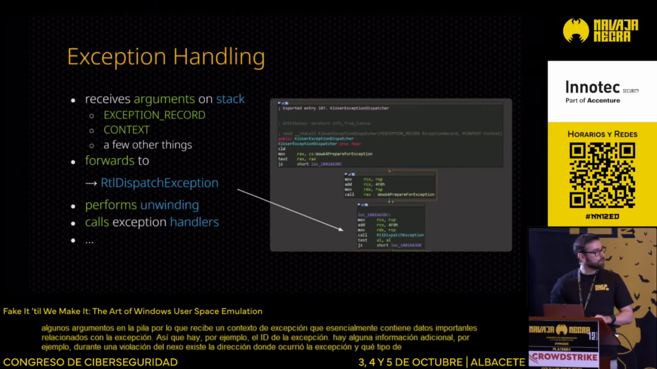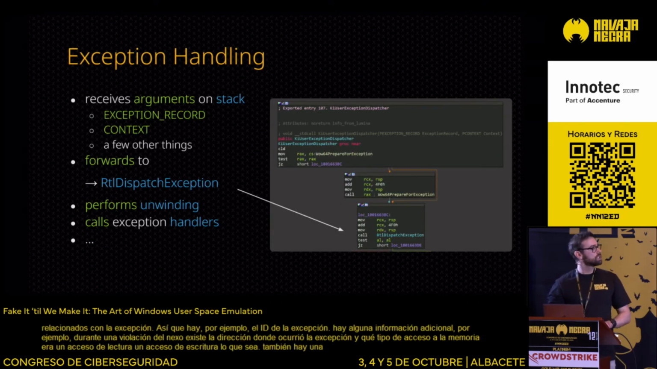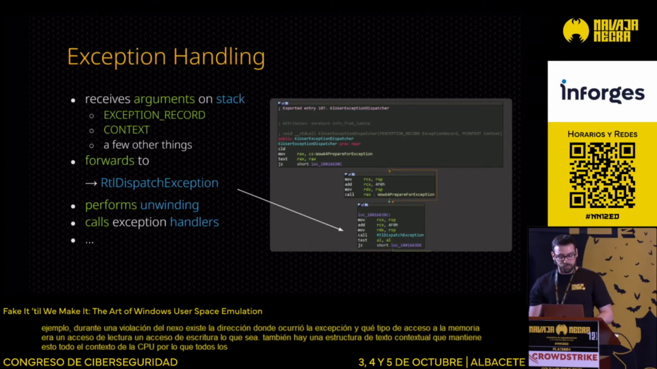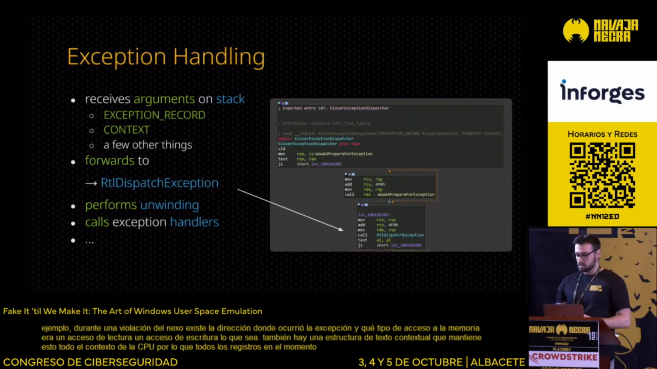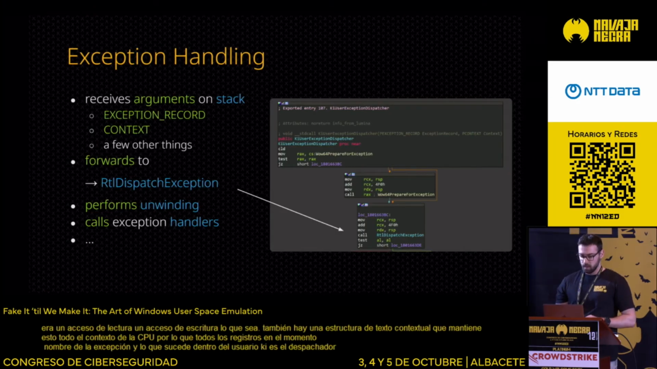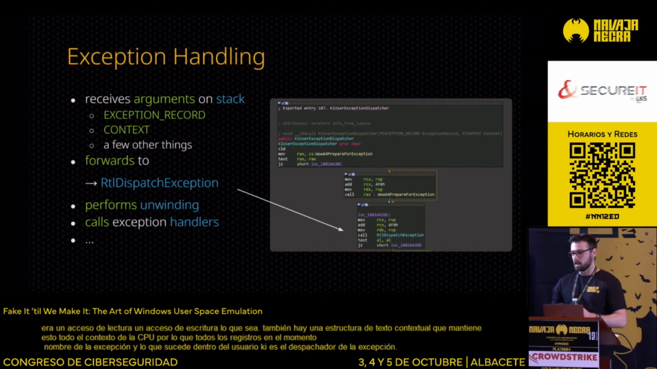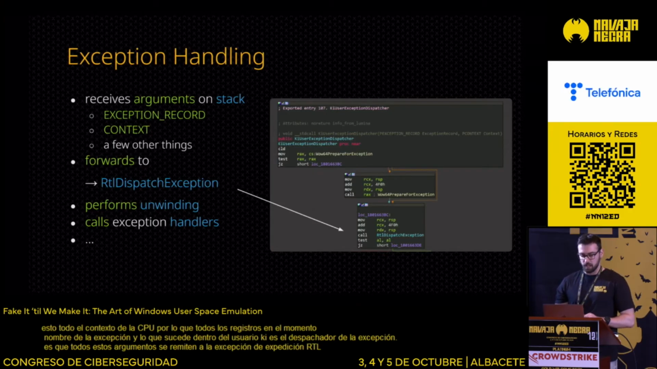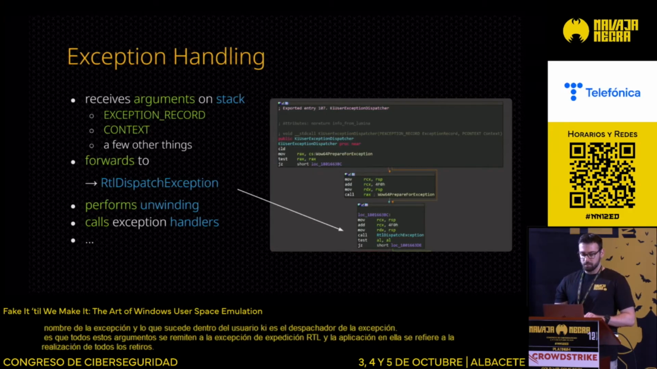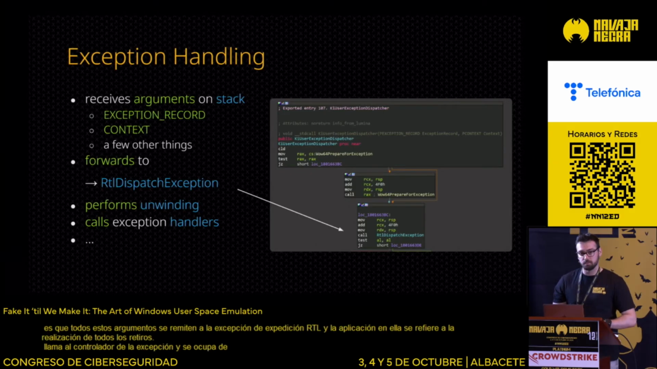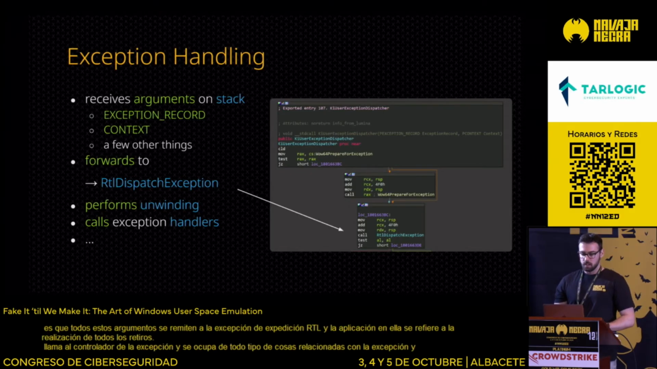And what happens within KiUserExceptionDispatcher is that all those arguments are forwarded to RtlDispatchException, and the implementation in there deals with performing all the unwinding. It calls the exception handler, and it deals with all sorts of exception-related stuff. There is really a lot going on under the hood.